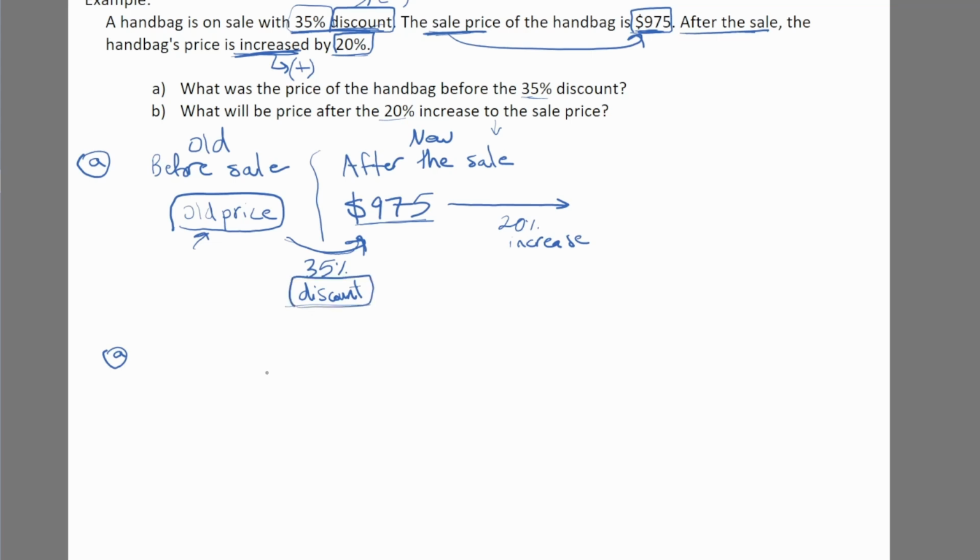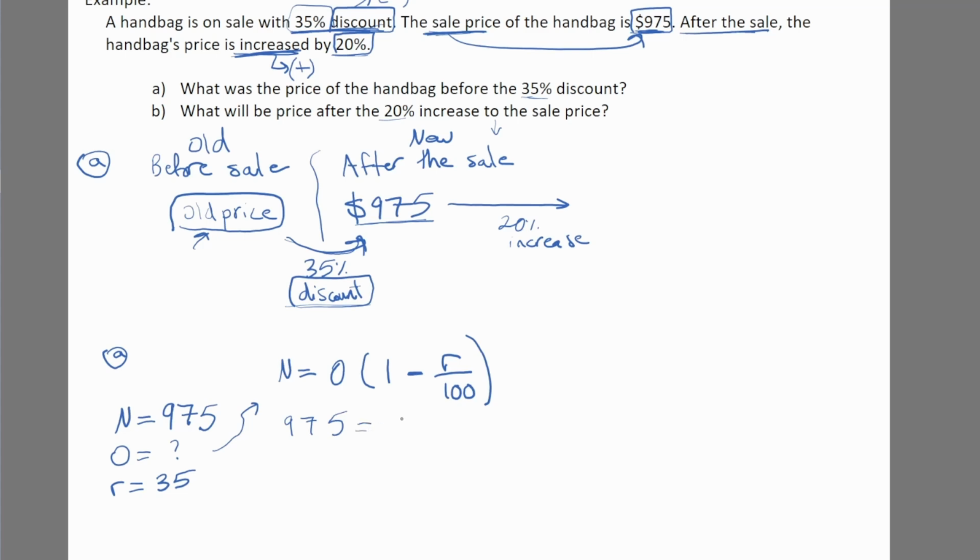So right here, we're going to use the percentage decrease formula, which is new is equal to old multiplied by 1 minus R over 100. Okay. The new price, which was after the sale, is 975. The old price is unknown, and R is equal to 35. Now let's plug this in. So 975 is equal to old multiplied by 1 minus 35 over 100.